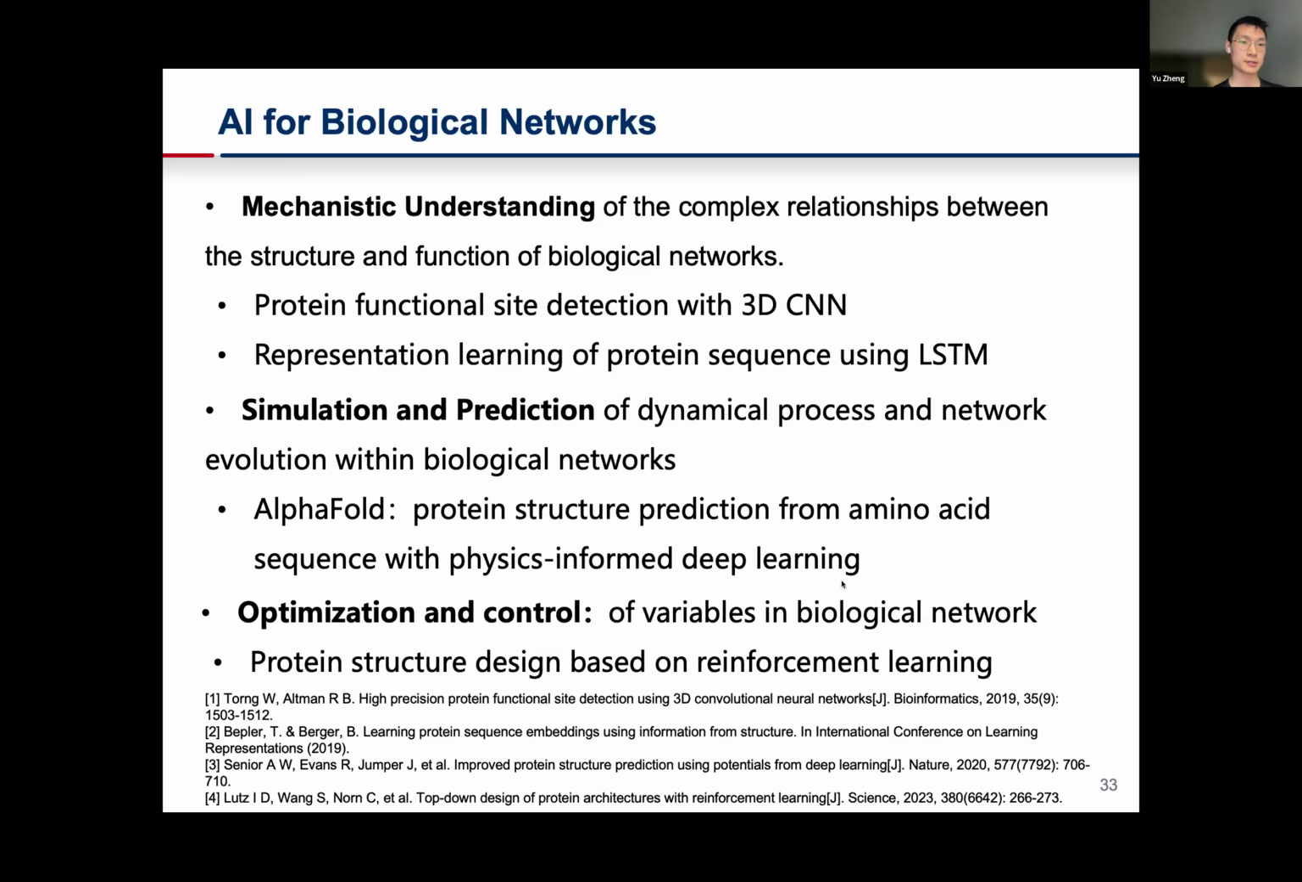The second category is simulation and prediction of dynamical processes and network evolution within biological networks. One example is the famous AlphaFold work, which predicts the protein structure from amino acid sequence with physics-informed deep learning. And the last category is optimization and control of variables in biological networks. For example, we can use reinforcement learning to design protein structure.